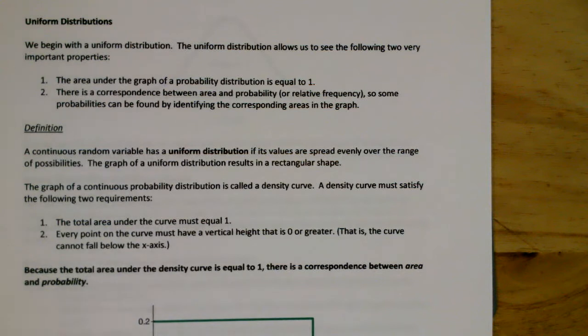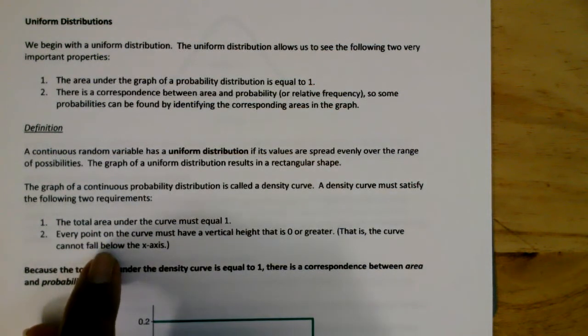Let's talk about the uniform distribution. We begin with the uniform distribution, which allows us to see the following two very important properties. Number one is that the area under the graph of a probability distribution is equal to 1. And number two, there is a correspondence between area and probability, or relative frequency. So some probabilities can be found by identifying the corresponding areas in the graph.